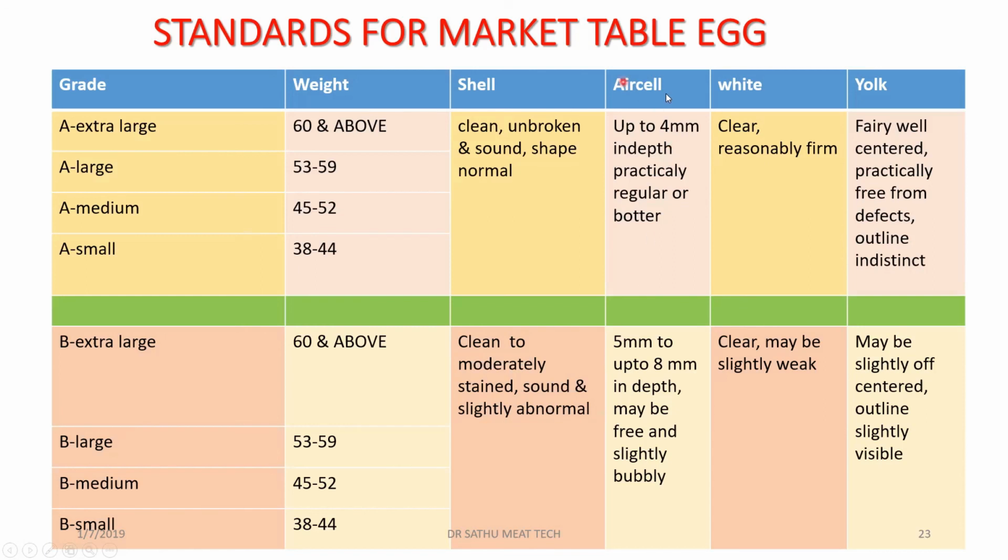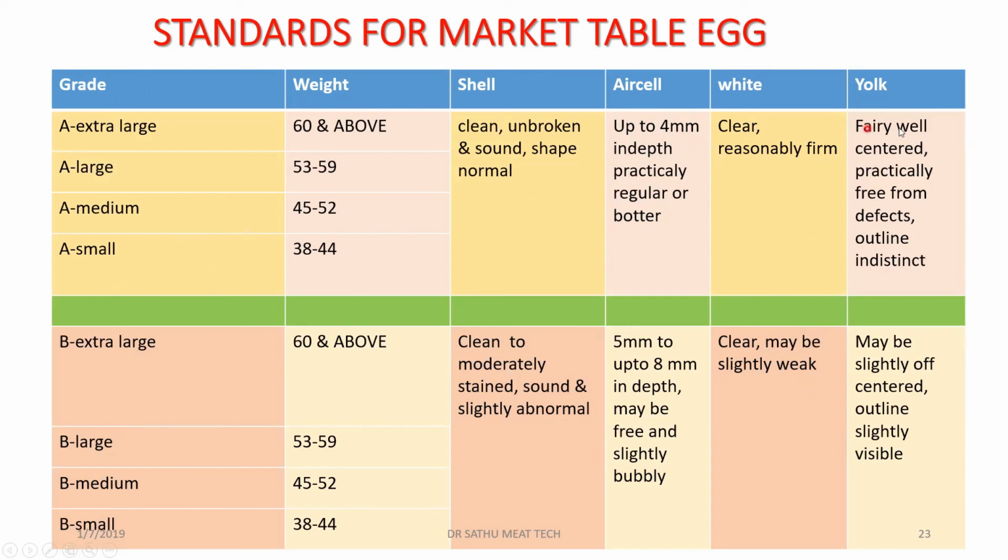Okay. Then air cells, this is another important factor. We'll take the depth up to a maximum of 4 mm. Then it is classified under the A category. If it is more than 4 mm, then it goes into the B category. Up to 8 mm is allowed in the B category. Then the white is clear and reasonably firm. If it is also clear but maybe slightly weak, slightly thinning has taken place, then it comes under the B category.